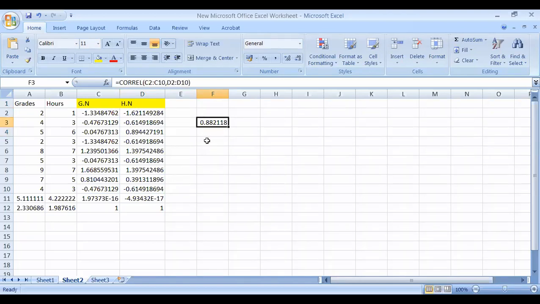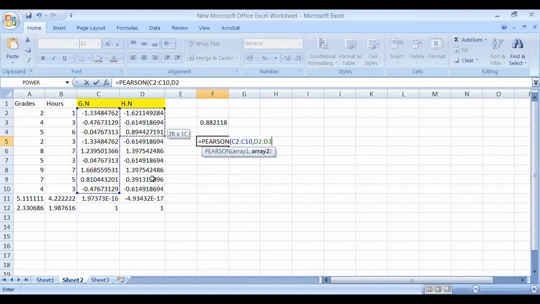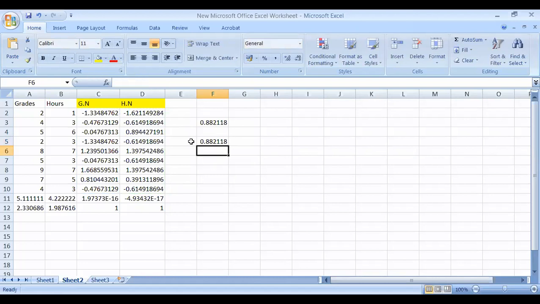Sometimes people do not use this correlation function. They use another way that's called Pearson. Pearson also gives you the same thing. Okay. You can use the Pearson, so this is also known as Pearson's. And if you use another equation, this is it, right? It's the same. You either use Pearson or this. This is the correlation.